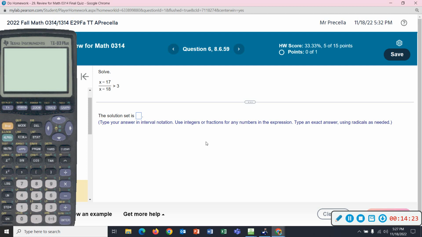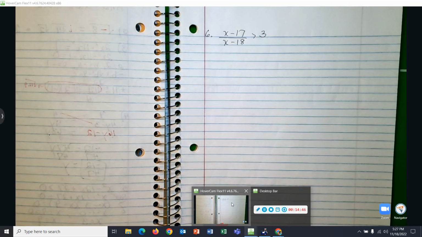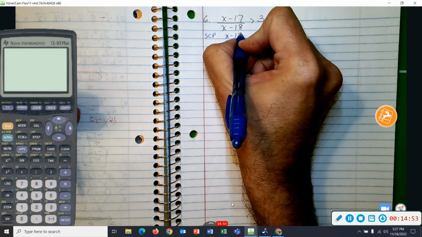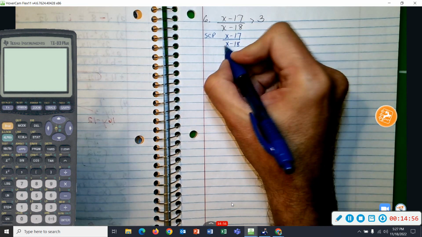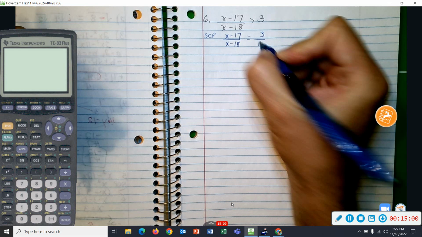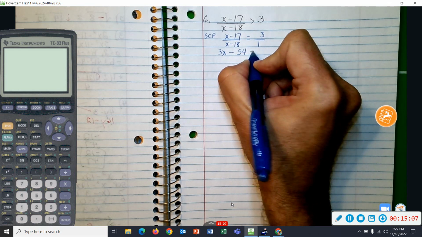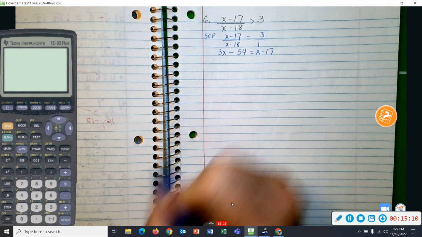There's a problem similar to this on the other review. And if you watch that video, I miscopied it, and I had to redo it. Okay? So let me check and make sure I didn't miscopy it. x minus 17 over x minus 18 is greater than 3. Okay. To find the solution cut points, put an equal sign, and then either multiply both sides by x minus 18 or cross multiply: 3x minus 54 equals x minus 17.